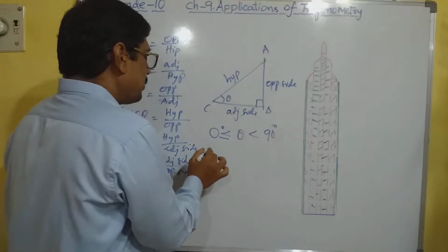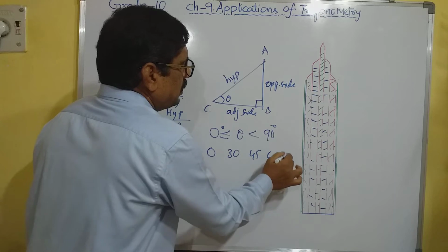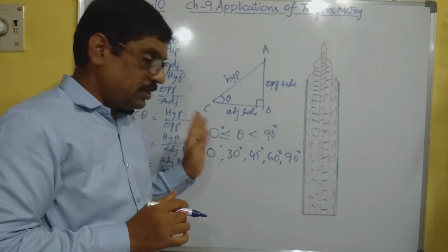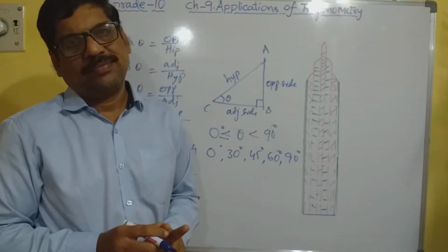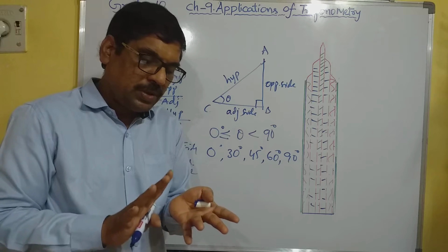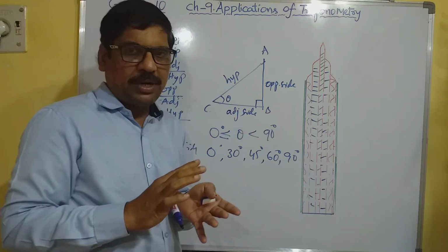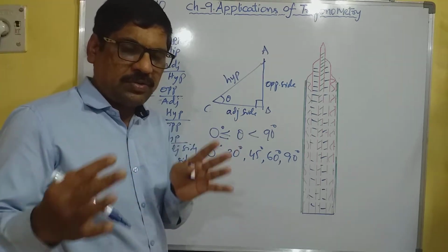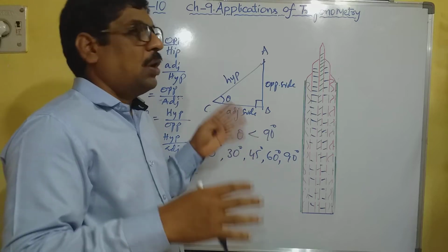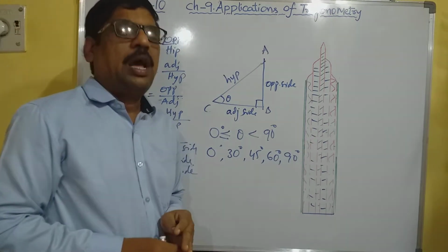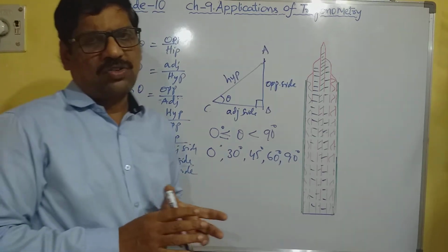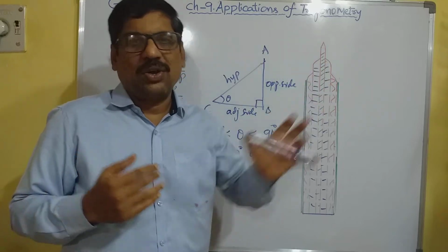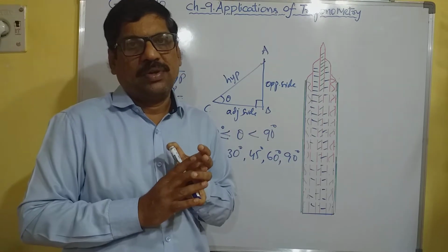Among those acute angles, we have taken some specific angles: 0, 30, 45, 60 and 90. We have learnt the values of the trigonometric ratios for these specific angles as a table. For example, sin 0 is 0, sin 30 is 1 by 2, sin 45 is 1 by root 2, sin 60 is root 3 by 2, sin 90 is 1. In the same way, cos 0, cos 30, cos 45, cos 60, cos 90, like the tan, cosecant, secant, cot. These also we have to revise once before we get into the chapter. By using all those concepts, we are going to learn how to find the heights and the distances of distant objects by using trigonometry applications.